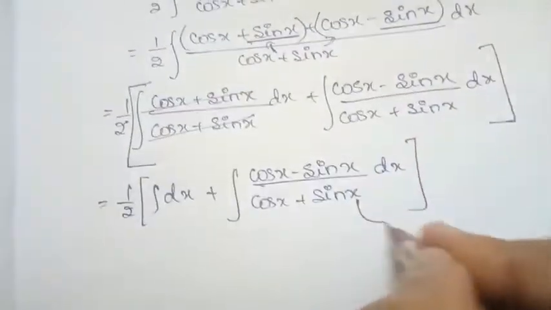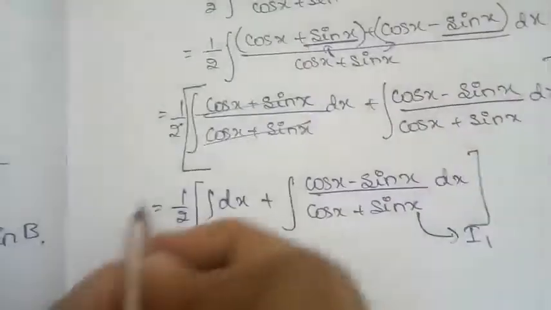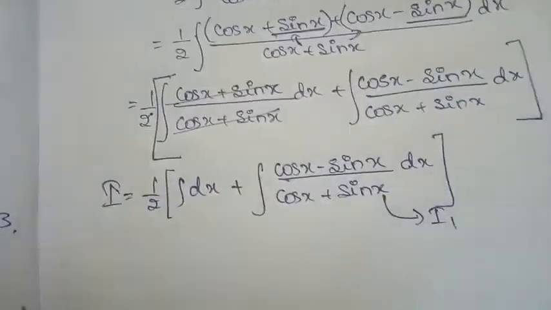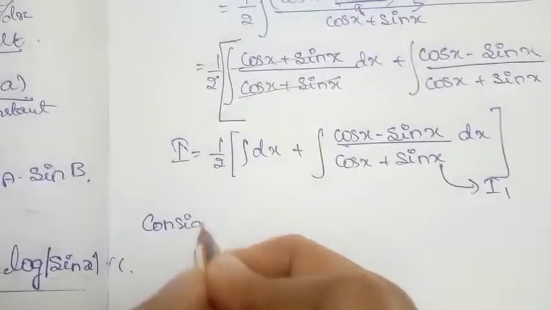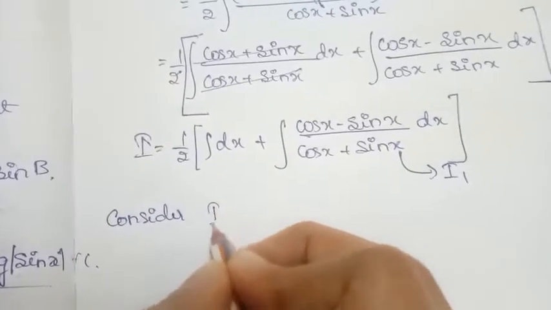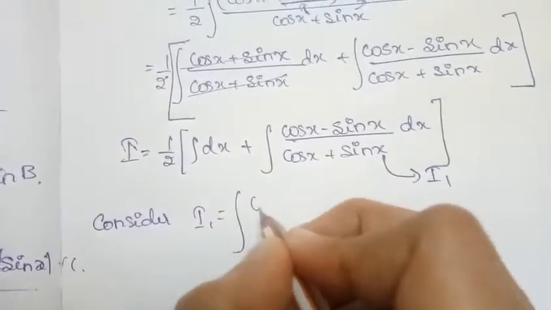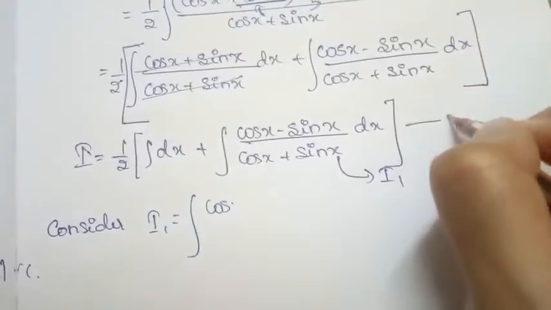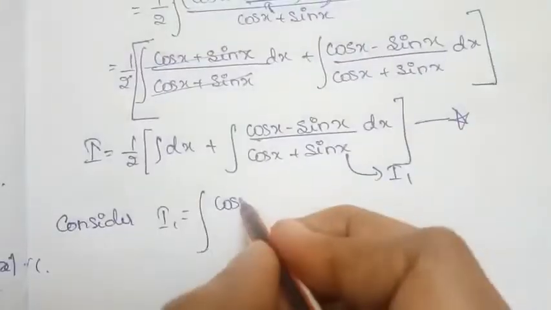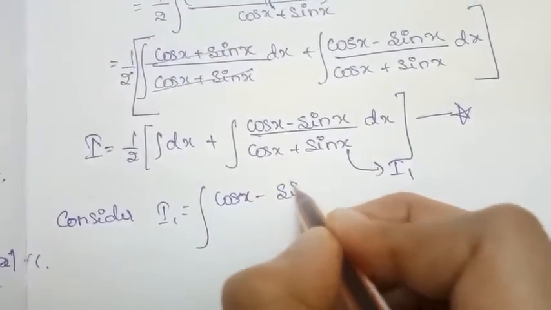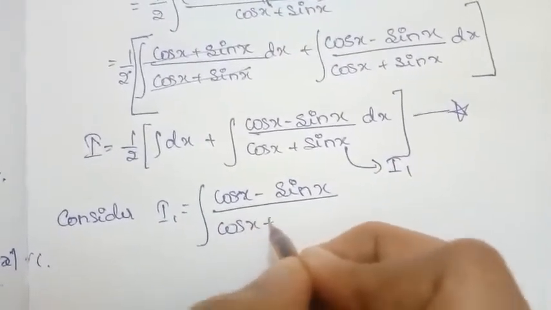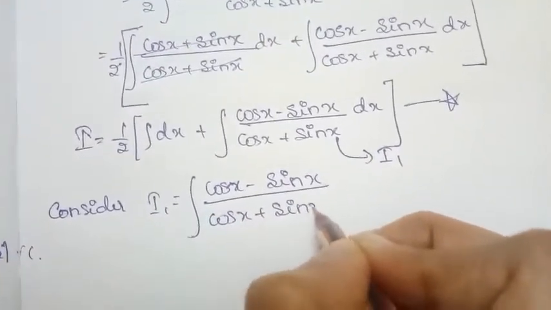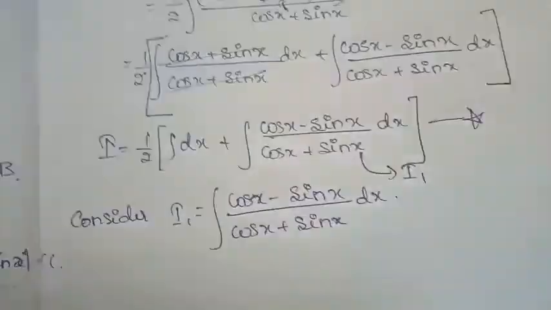I am calling this one I1. This was our I and I am calling this one I1. Now I am considering I1, that is the integration of, I'll call this one star, cos x minus sin x divided by cos x plus sin x into dx.